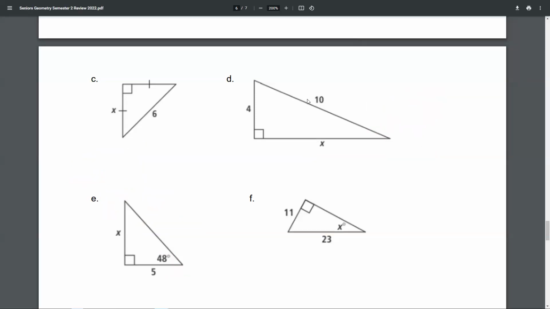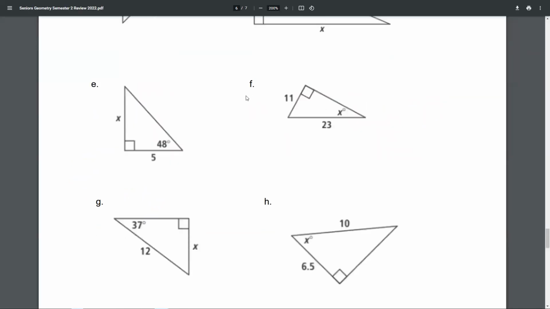E. We're going to have E here. Do a different color for E. All right, we have one side and we're looking for a second side and we have an angle, so we have to use trig. Label the hypotenuse, circle the angle, opposite is x, adjacent is 5.